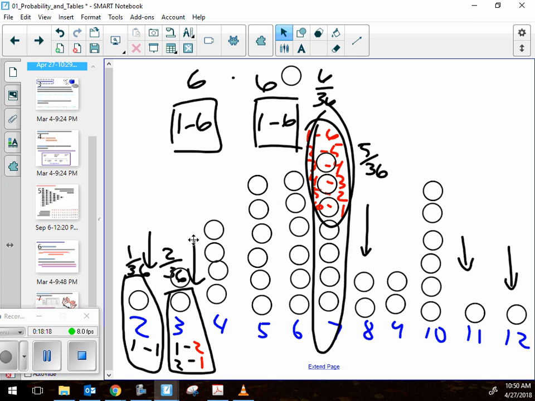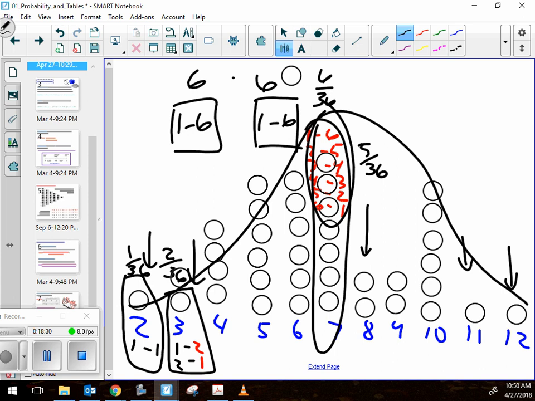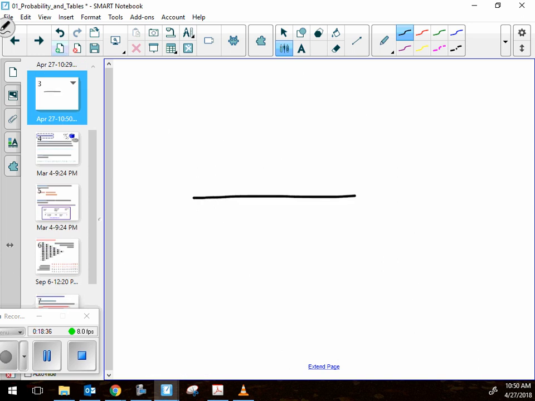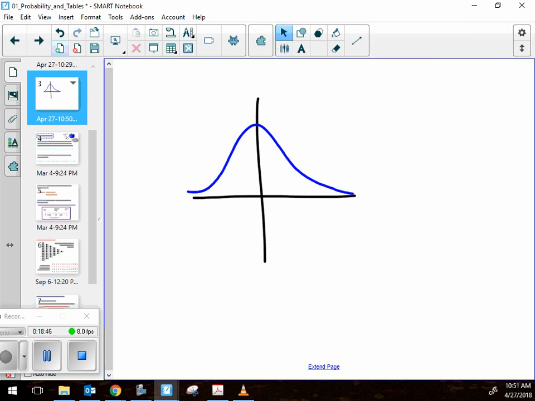There's something called the law of large numbers. And that is, if I do this a large number of times, then I will get closer to what it should be. And what it should be is a nice bell-shaped curve where the middle is the most likely and the ends are the least likely. And if I draw it nicer, like this, that is called the normal distribution.